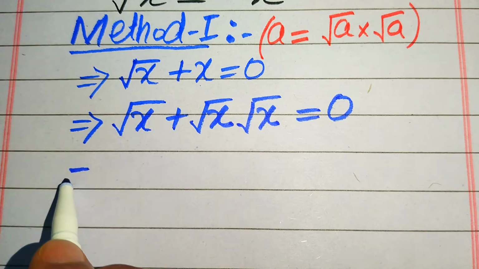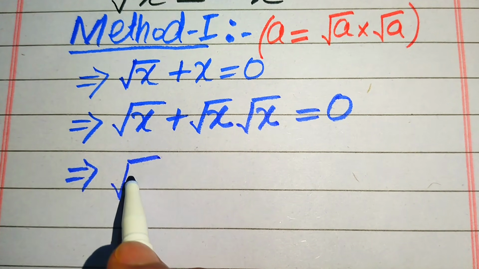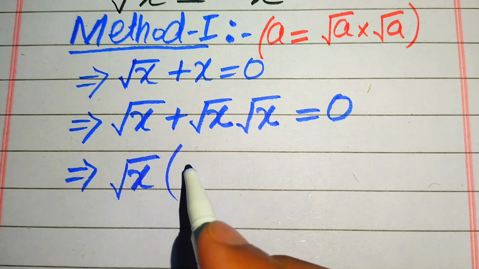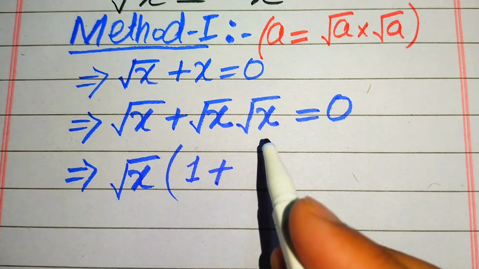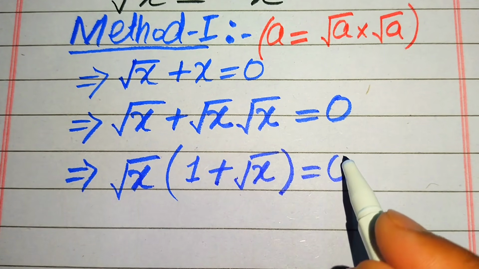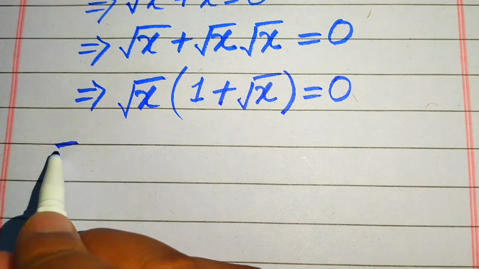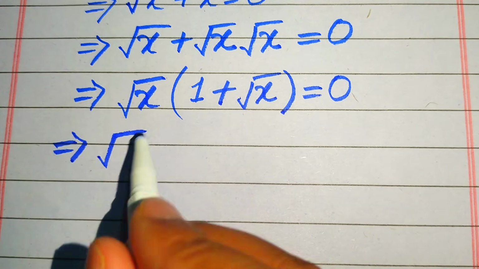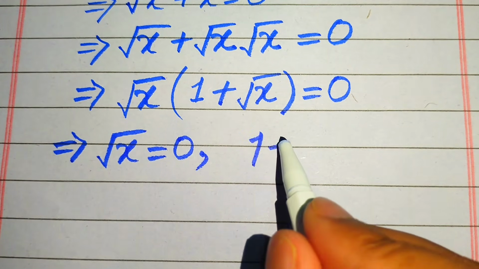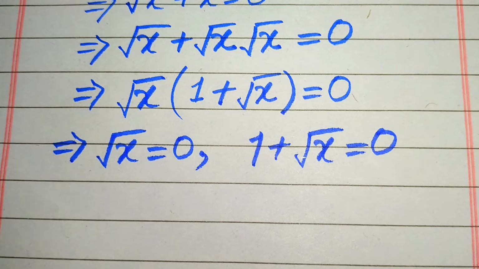And further we need to take common square root of x from here, and when we take common square root of x, the remaining values are, from here we get 1 only, plus from here we get square root of x, and this whole equation is equal to 0. And now we divide this equation into two cases. The first case is we write square root of x equals 0, and the second case is we write 1 plus square root of x equals 0.